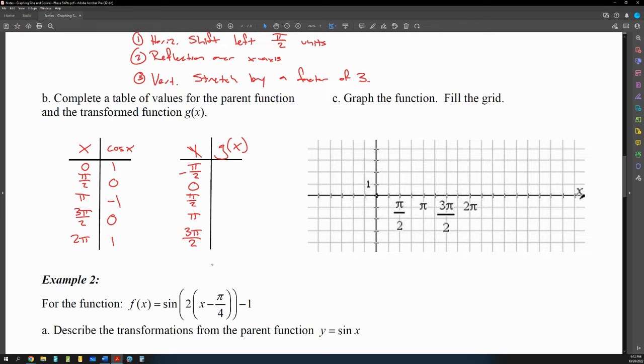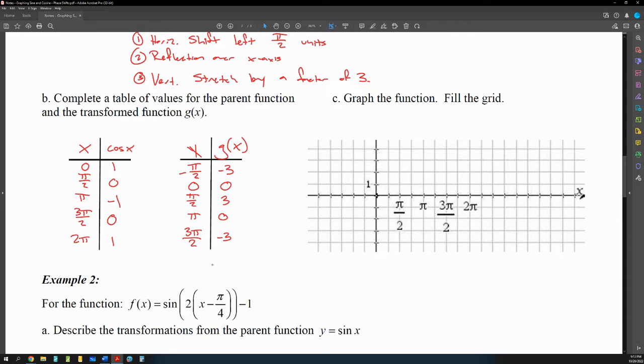All of our y values are going to be multiplied by -3. So our 1 becomes -3. 0 stays 0. Our -1 becomes +3. Our 0 stays 0, and then our 1 becomes negative 3.